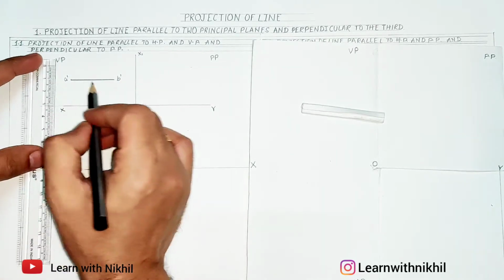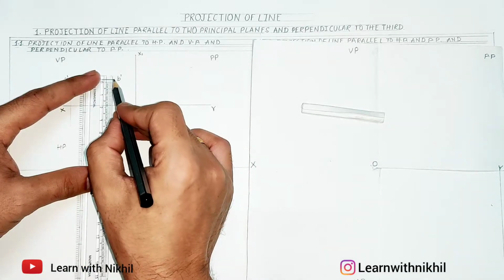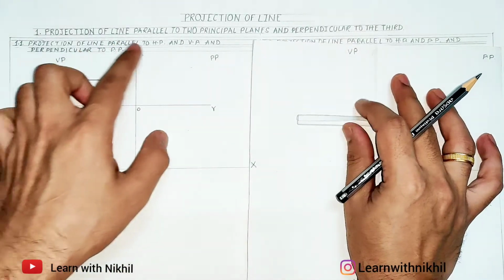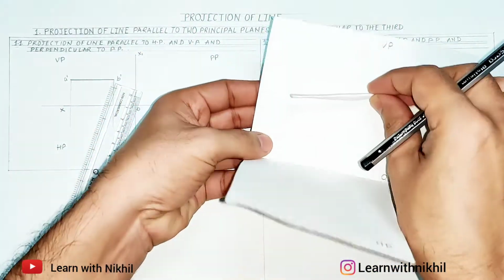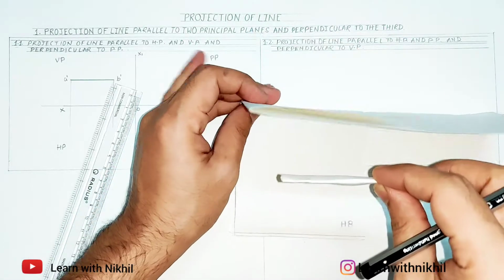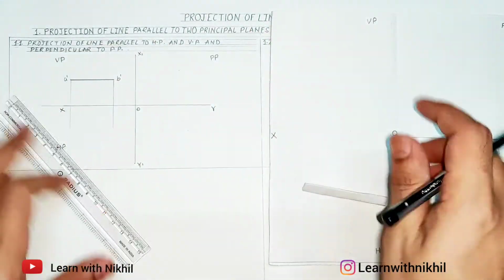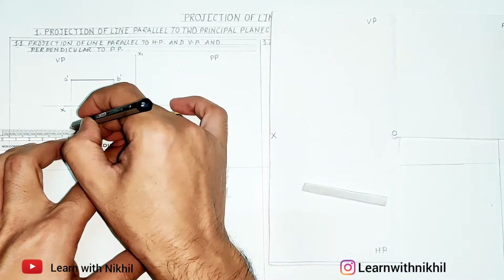Now next step for drawing the top view, we'll take the projections from the front view or the vertical plane to the top view or the horizontal plane. So it is again parallel to the horizontal plane. So this was the front view. Now for the top view also it will be a straight line. So this will be the top view, a straight line.